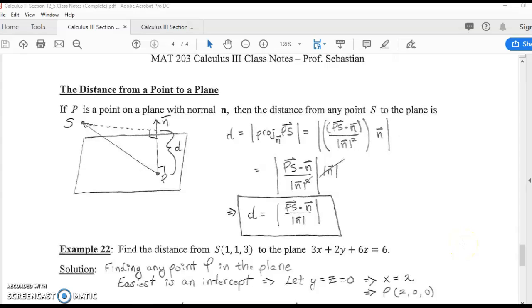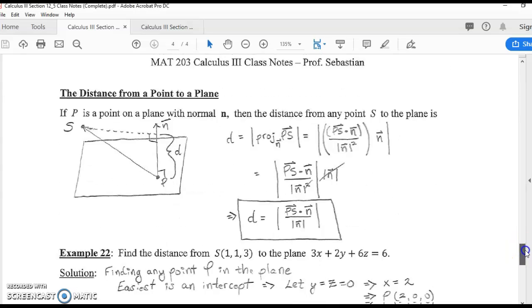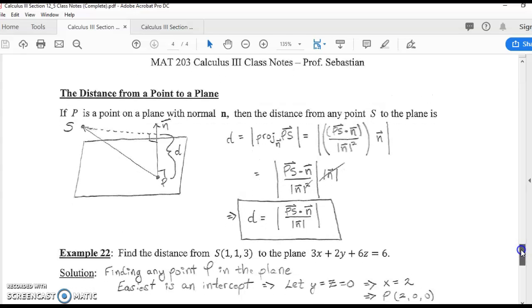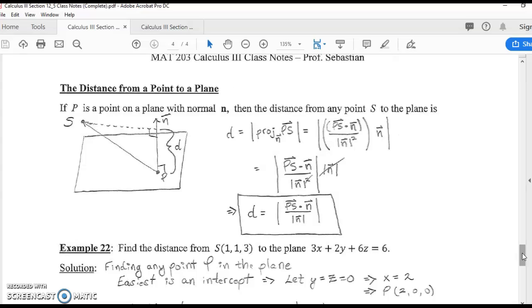Okay, welcome back. Again, this is our Calculus 3 class notes. Now we are looking at page 20, and we're working in section 12.5, which is lines and planes in space. And we're now dealing with planes.